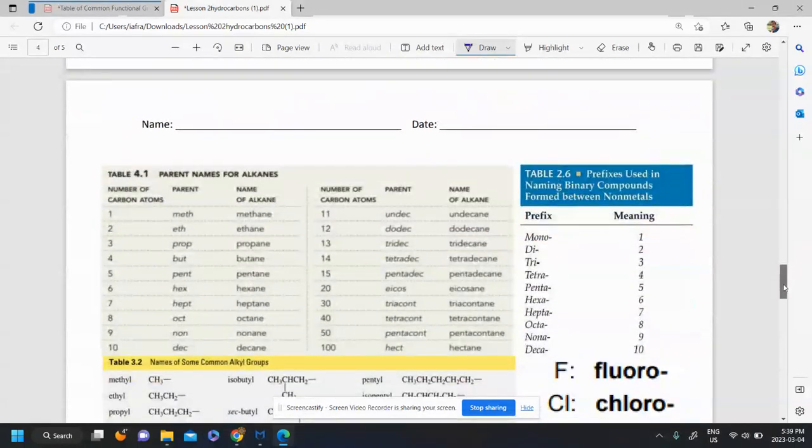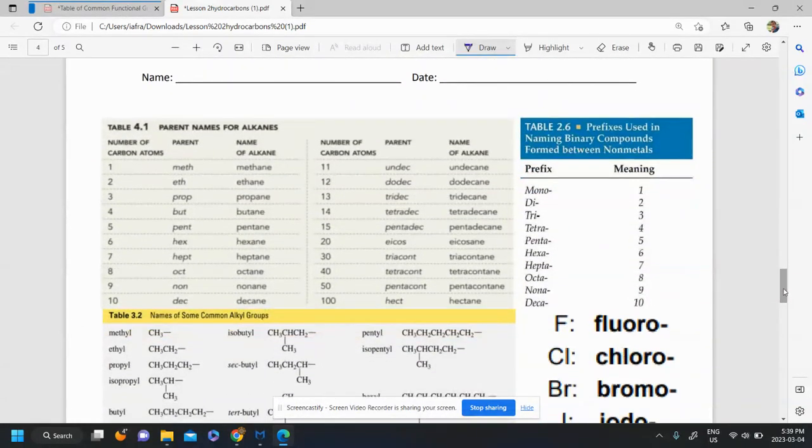There's a list of prefixes that you have to memorize. These are the parent name prefixes here. If you have 1 carbon, it's meth. Then there's eth, prop, but, pent, hex, hept, oct, non, dec, and it keeps going. We usually go up to 10 in grade 12 chemistry. And then you just choose your ending based on what your parent chain was.